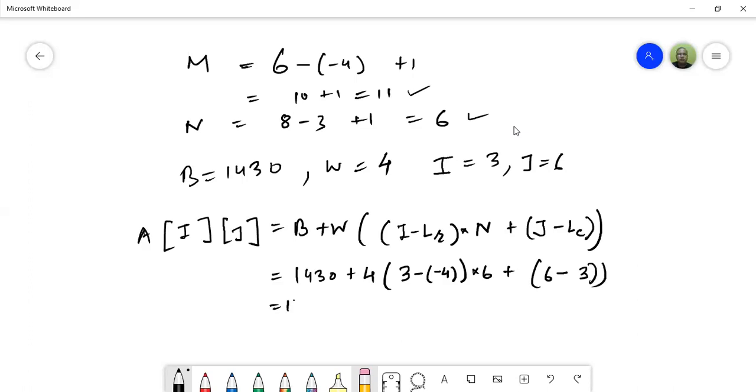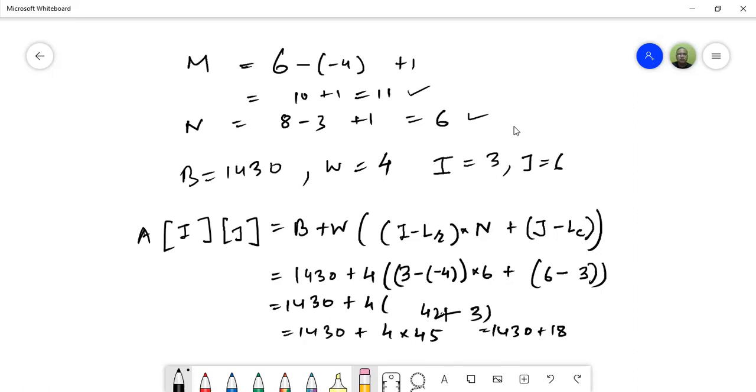Okay, so we have 1430 plus 4 multiplied by 7 into 6, that is 42, plus 6 minus 3 is 3, that is 45. So we have 1430 plus 4 into 45. This gives me 180. So we have 1430 plus 180, which is 1610. 1610 is the address of A 3, 6, right? Yes, sir. So this is row major wise.